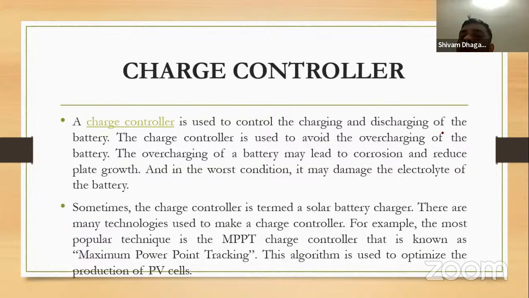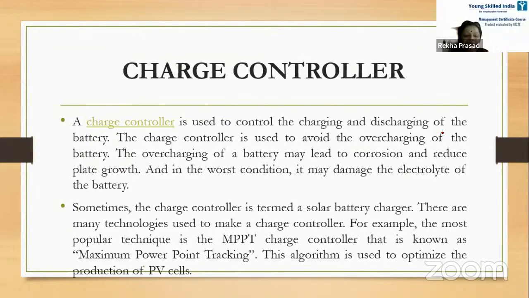Sometimes the controller is termed as a solar battery charger. There are many technologies used to make a charge controller. For example, the most popular technique is the MPPT charge controller, that is known as maximum power point tracking. This algorithm is used to optimize the production of PV cells.